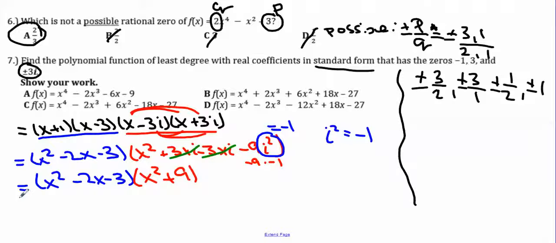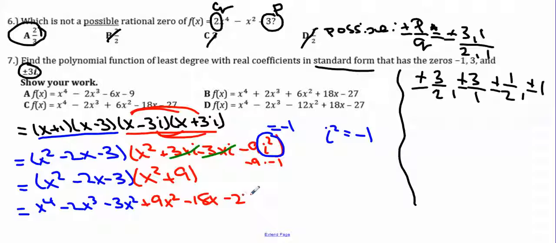Now we need to multiply out the rest, and then we have our final answer. So I'm going to take my x squared, and I'm going to distribute it to everything in my first polynomial. So what I have is x to the 4th minus 2x cubed minus 3x squared. Then I'm going to take 9, and I'm going to multiply 9 times everything in my first polynomial. So plus 9x squared minus 18x minus 27.